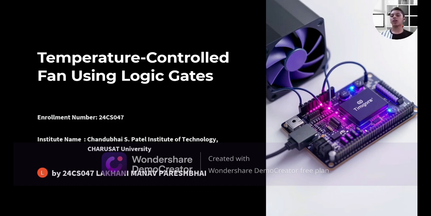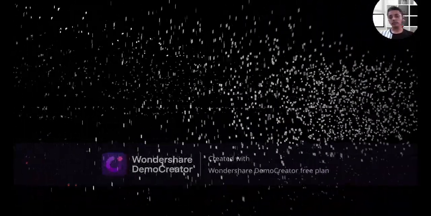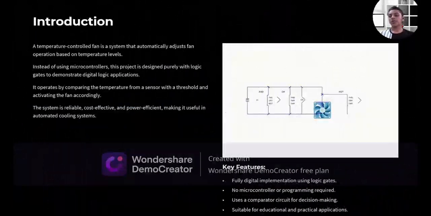Today I will explain a temperature controlling fan using logic gates. A temperature controlling fan is a system that automatically adjusts fan operation based on temperature level. Instead of using a microcontroller, this project is designed purely with logic gates to demonstrate digital logic application.